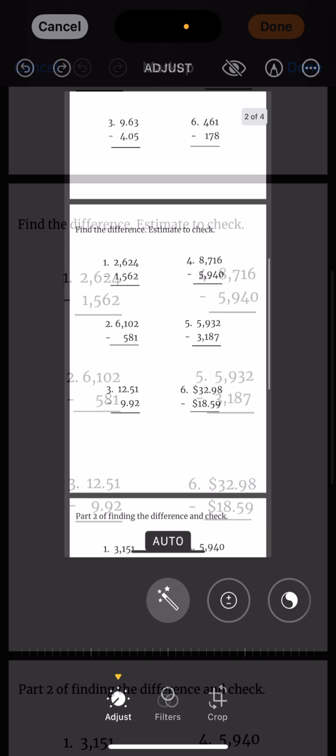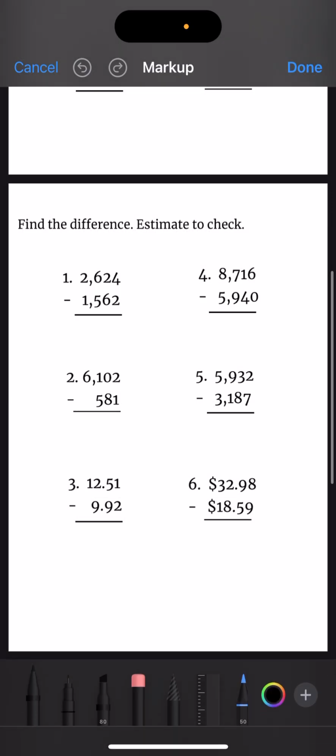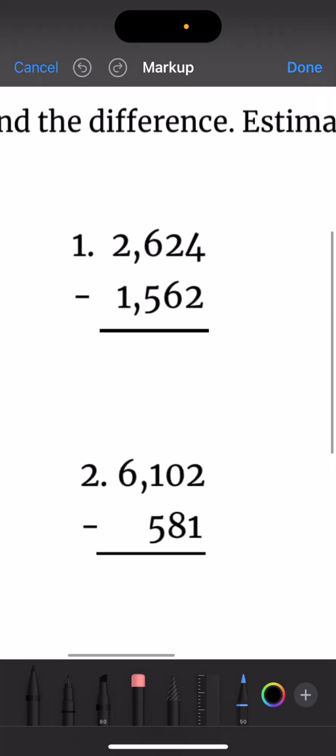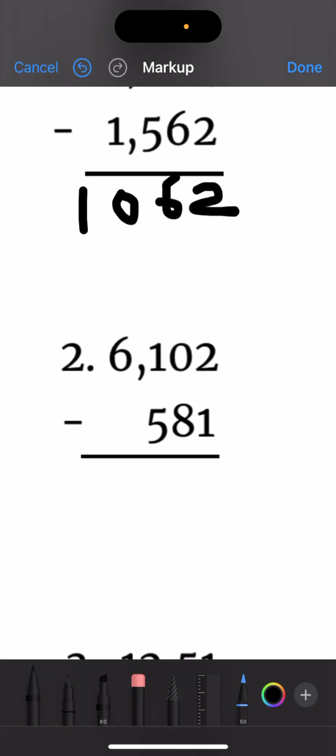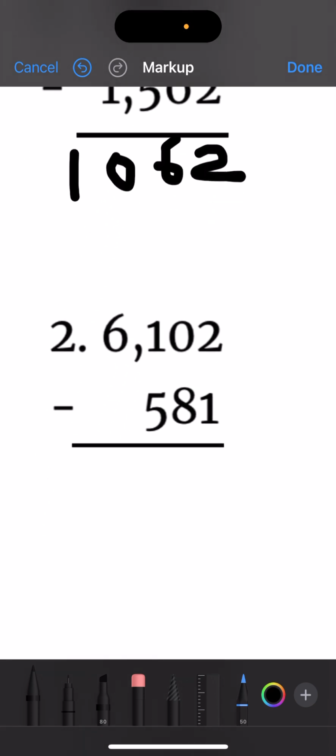Let's move on. Find the difference, estimate to check. It is continued. 4 minus 2 is 2. We can't do this one, so we're gonna borrow. And 12 minus 6 is 6. 5 minus 5 is 0. 2 minus 1 is 1. 2 minus 1 is 1.